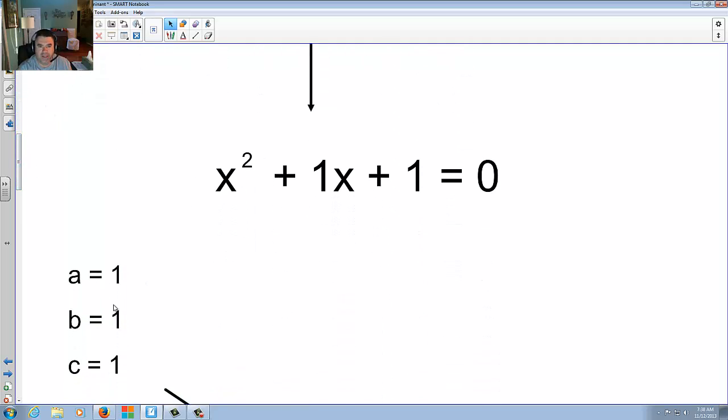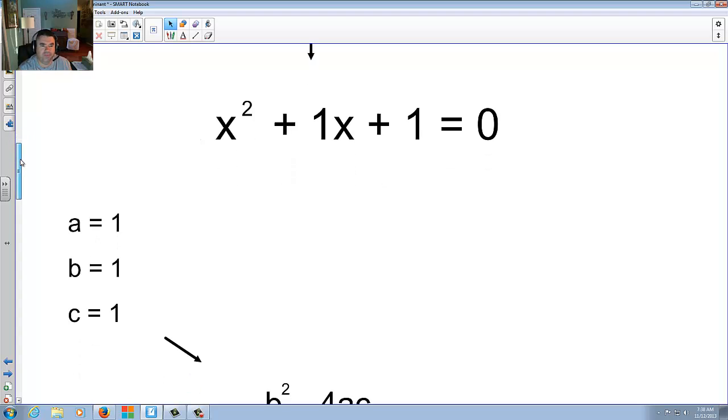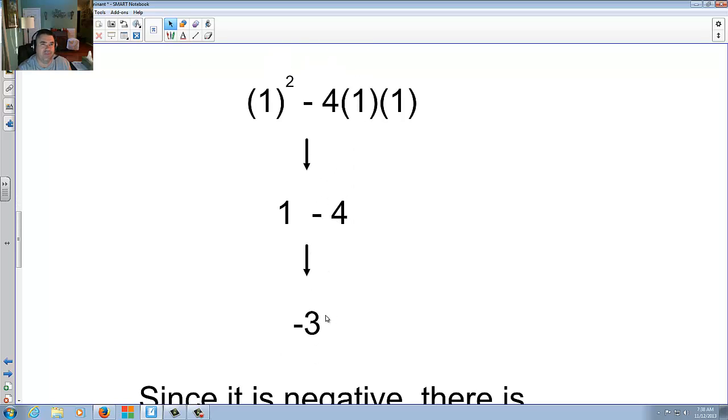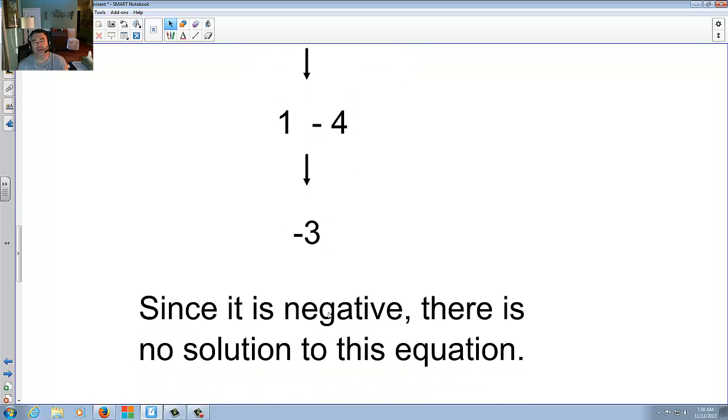A, B, C. A is 1, B is 1, C is 1. B squared is 1 squared minus 4 times 1 times 1. 1 squared is 1. 4 times 1 times 1 is 4. 1 minus 4 is negative 3. Because the discriminant is negative, there is no solution to the equation at all.